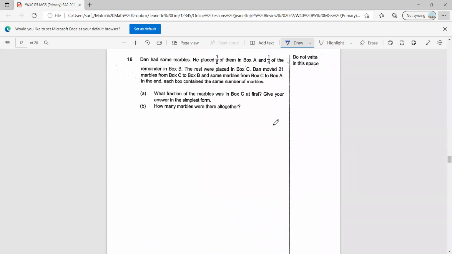Okay, 16. Then had some marbles. He placed 1/6 of them in box A and 1/4 of the remainder in box B. Okay, let's draw model. The rest are placed in box C. Okay. 1/6 in box A. Then 1/4 of the remainder in box B. And the rest in C.